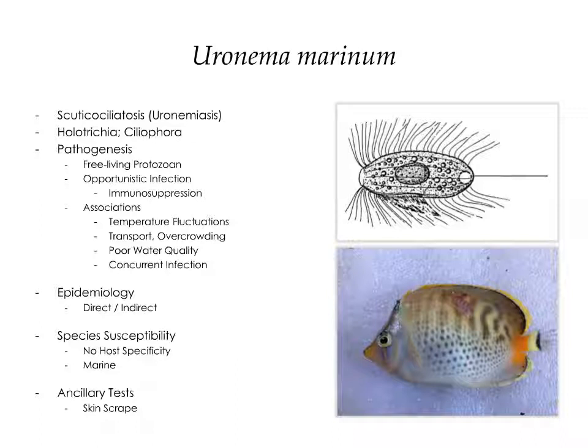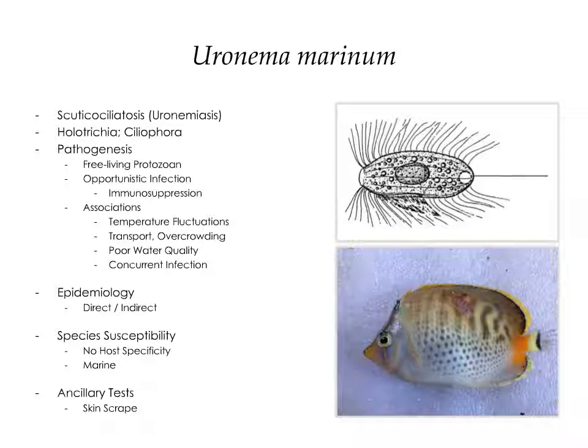Higher rates of infection are associated with a variety of factors, including temperature fluctuations, transport, overcrowding, poor water quality, and concurrent infection. In regards to epidemiology, transmission is either direct or indirect. All species of fish within the marine environment are susceptible to infection. The parasite can be identified on a skin scrape.